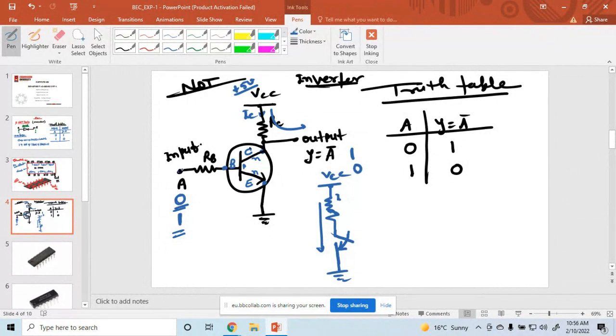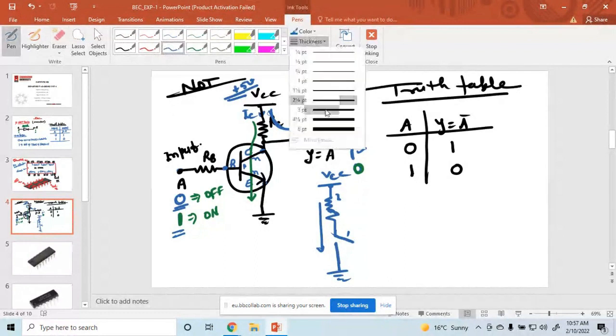Yes, sir. So when you have input zero, this transistor is open or off. When the transistor is off, the current passes here. That means you get the output high. Is that clear? And the second condition is, when your input is one, that means this transistor is on. So this means transistor is off, and this means transistor is on. And when the transistor is on, this current passes like this. So what is the output? Output is zero. I hope everyone understood. Is that clear? Or has anyone got confused?